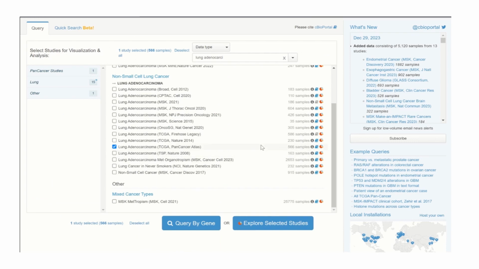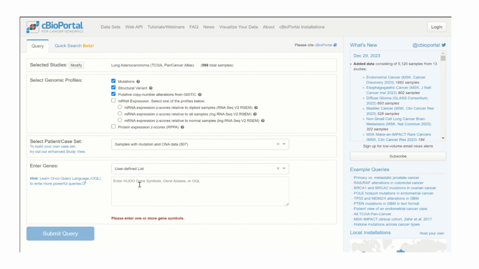I will now go over how we can look at gene expression using box plots on cBioPortal. So first of all, we select the study that we are interested in, which is this one in our case. And then since we are going to be looking at the expression of a specific gene, we go into query by gene. And then in this box here, we can enter the name of the gene that we are interested in.